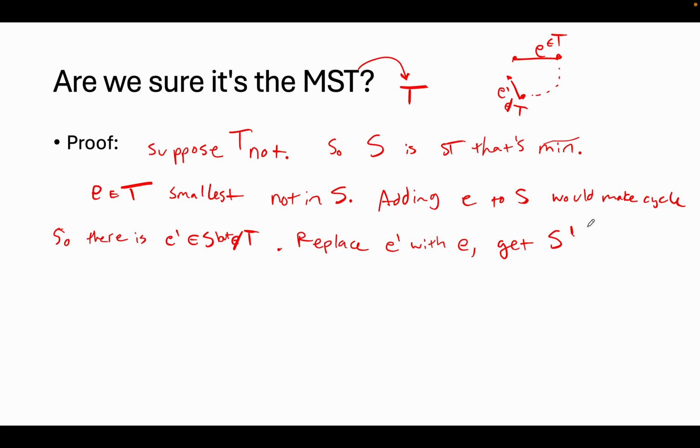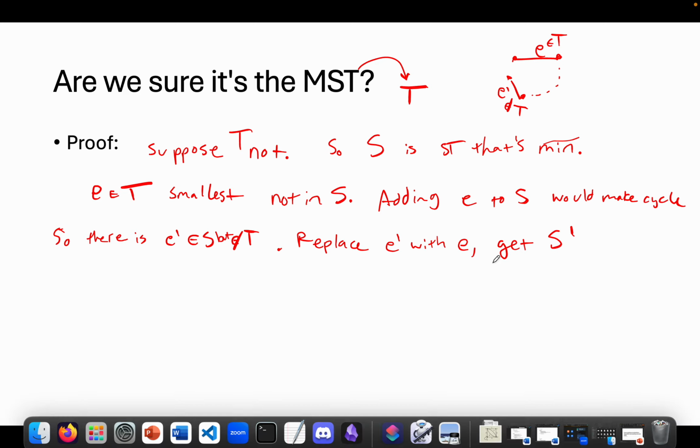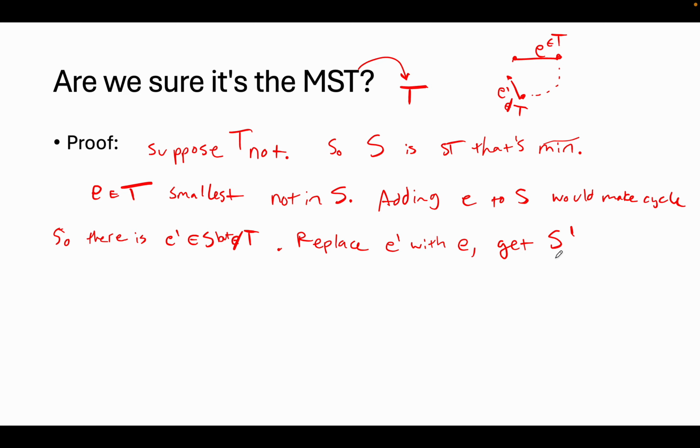And then we get S prime, because it's not quite S anymore because we've taken an edge and thrown it away. Now we have S prime. And then the total weight of S prime does not exceed the total weight of S because we're working with the minimum edges here. And S prime has one more edge in common with T than S.